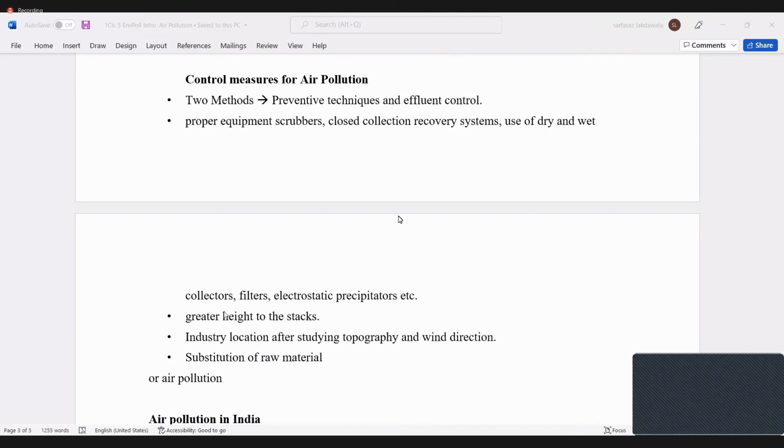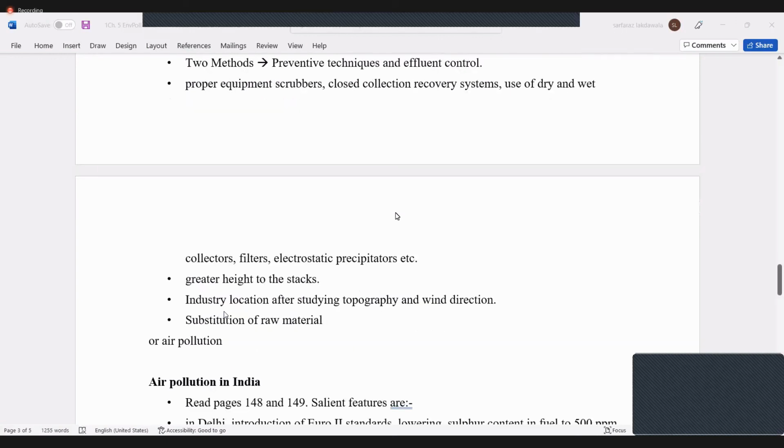Scrubbers are like filters. They will take care of the suspended particles as well as gas in the air and let out the exhaust with clean air. Use of dry and wet collectors, filters, and electrostatic precipitators. Industry location should be surveyed first for the topography of that area and the wind direction, and then only permission should be given to make a factory over there.